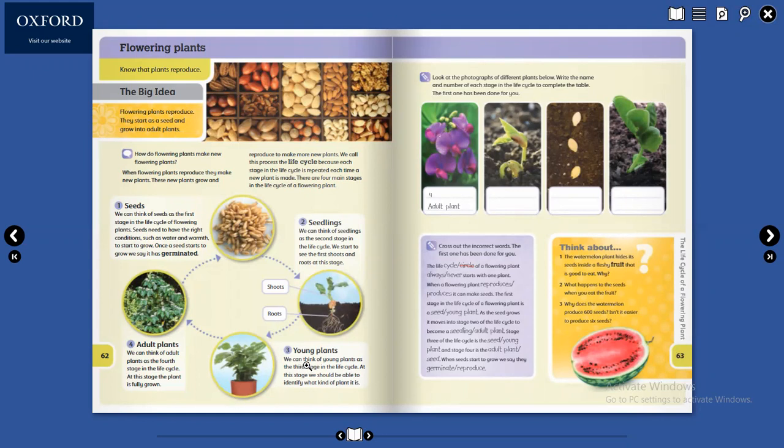Number three. Wait, please read after Umar Khalid, one by one. Umar Ala, are you there? Okay, Umar Yasir. Yes, teacher, I'm here. Yes, number three, please. Number three, young plants. Okay, teacher.